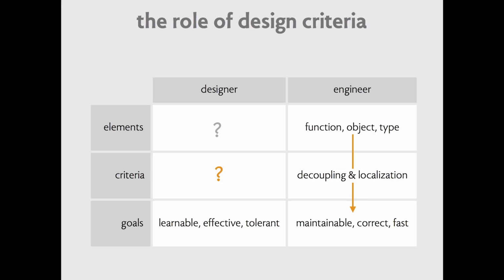Now, another question we can ask is, what are the criteria by which we determine whether or not these elements actually fulfill the goals we have in mind? So let's look again at software. So in the domain of the engineer, how do we know whether or not the functions and objects and types and so on we have are actually going to result in a program that is maintainable and correct and so on, right? Well, I would argue that there are two things, basically, we've come up with. And those are decoupling and localization. They're subtly related.